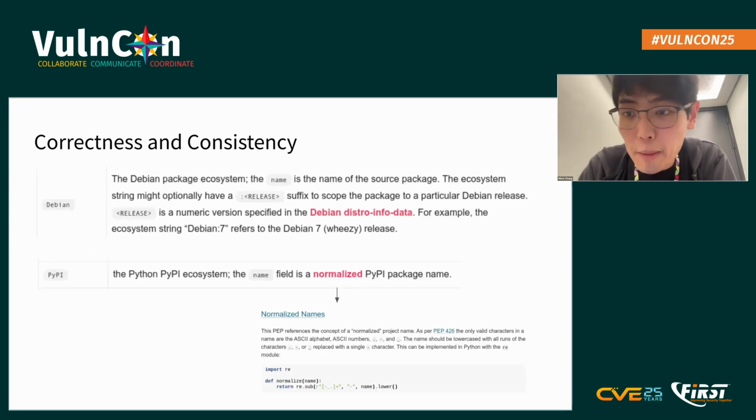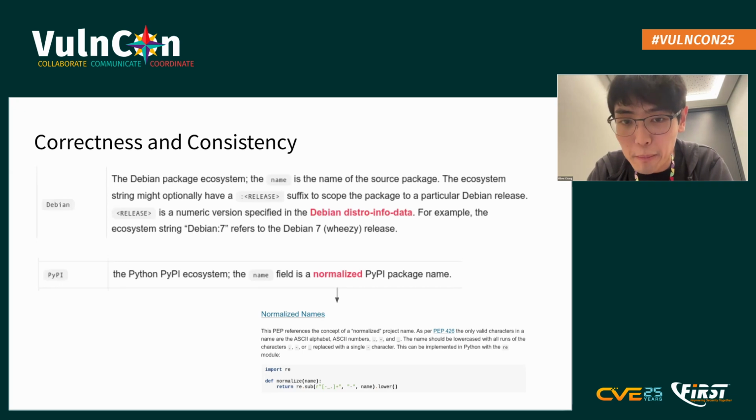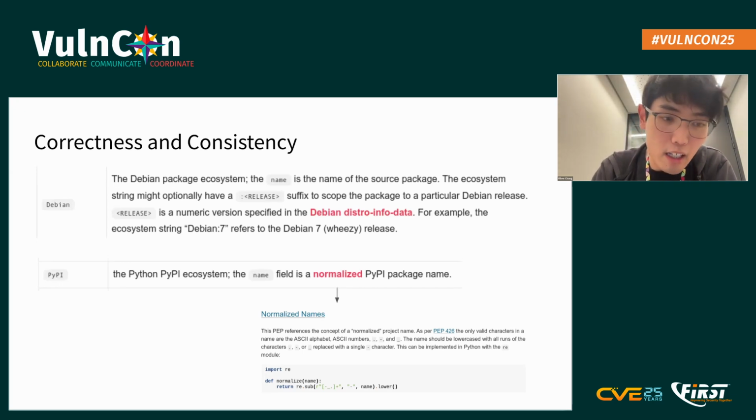The two examples here are the Debian and PyPI or Python ecosystems. Debian has many different ways to refer to their specific releases via either their code names or version numbers. And even these version numbers have some ambiguity. They could either be floating points or they could be integers. So here in our OSV schema, we enforce a specific way of encoding Debian releases to enforce consistency by referencing some authoritative list that Debian provides.